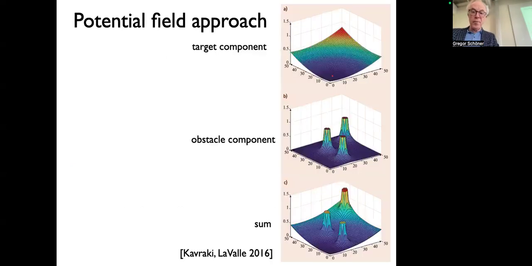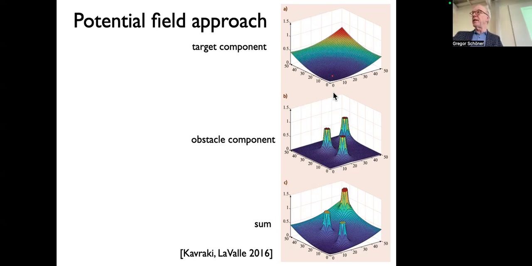Yeah, here's an example from that chapter. It's a more realistic example where you would have these obstacle contributions, which would be little hills that have a gradient, and then the target component would be a potential that has a minimum at the target. It would be typically very broad because you want to have some gradient toward the target everywhere.